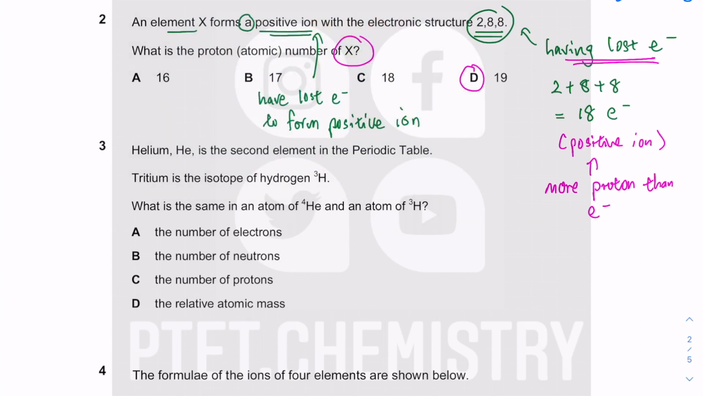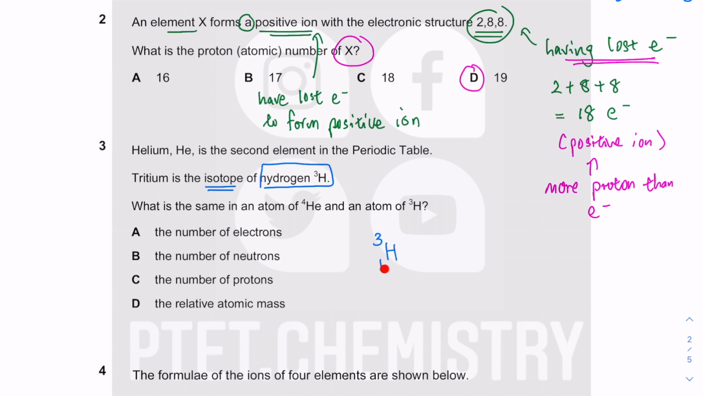Number 3, helium is the second element in the periodic table. Tritium is an isotope of hydrogen. So if it is an isotope, that means the proton number is still the same, and the identity of the element is still the same. In your periodic table, you will have seen this being the other way around. For an isotope, we always write the mass number on top, but in the periodic table, the relative atomic mass is written at the bottom. So you need to be aware of the different convention, the different standard of how chemists represent isotopes. 3 is the mass number for the isotope. At the bottom, this is the identity of the element, which is the proton number.